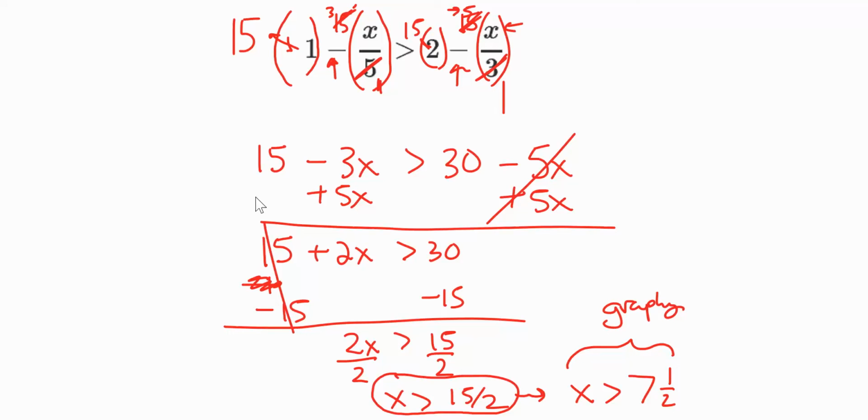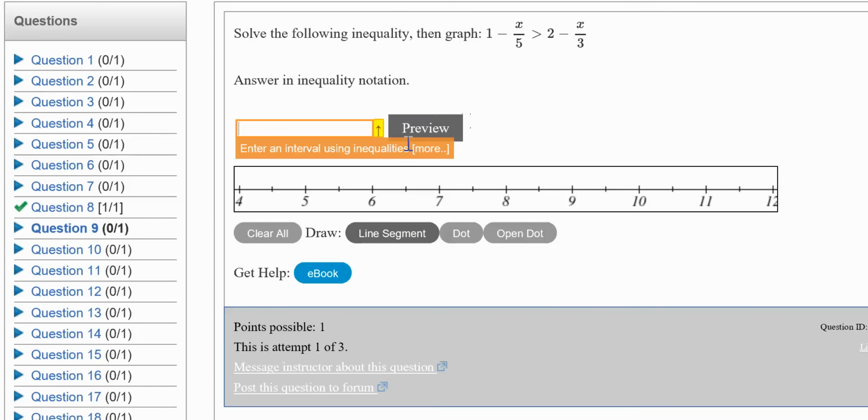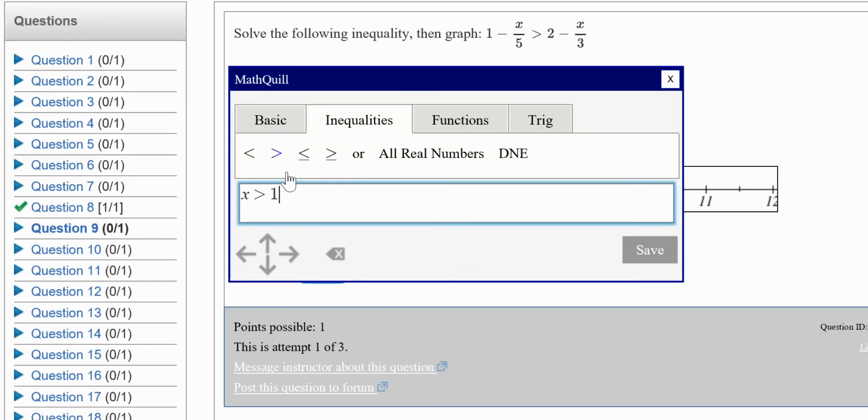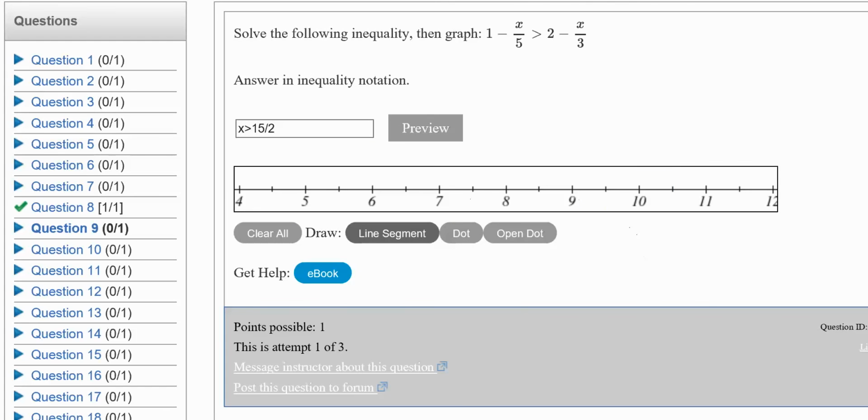All right, let's return to our problem on XYZ. Let's put this in here. So I'm going to use the math palette here. We have x greater than, so inequalities greater than, and that's going to be 15 divided by 2. All right, save. Okay, then this is going to be 7.5.